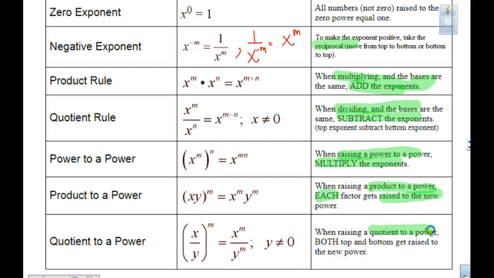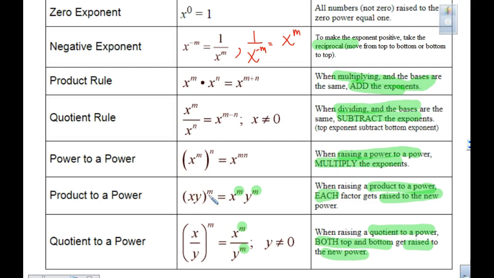When you have a quotient to a power, both top and bottom are raised to the new power. So they both have to have this m with it. They both have to be raised to that power. And the place where students probably forget it the most often is when you have a number, like if they have 3y to the second power, they just put 3 and then they multiply the exponent with the variable.